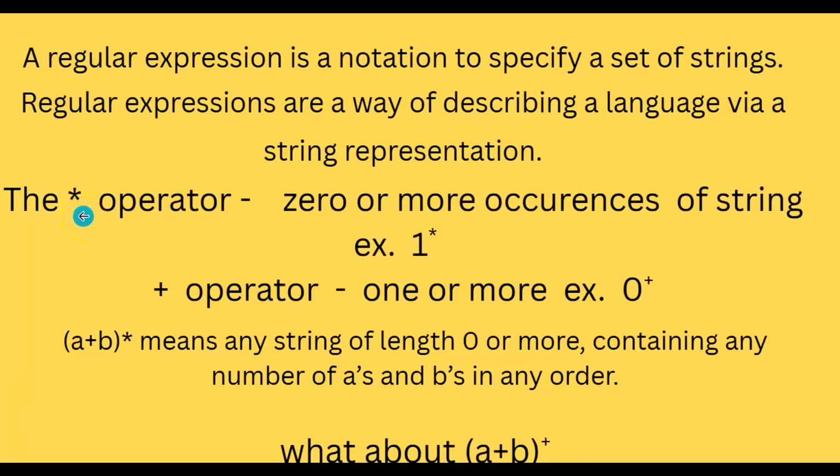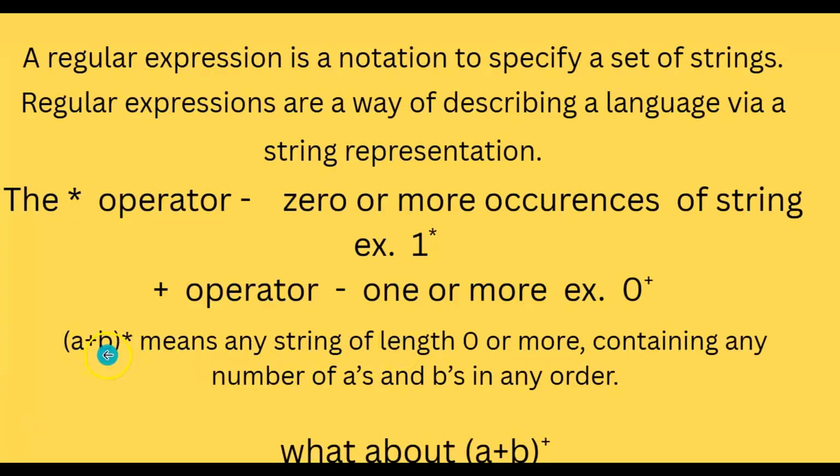For example, the asterisk operator means 0 or more occurrences of a string. For example, this notation will specify 0 or more occurrences of 1. That means the string can have 0 or more occurrences of 1. Like that, if you use the plus operator, it means 1 or more occurrences of a string. For example, this notation will specify 1 or more occurrences of 0.